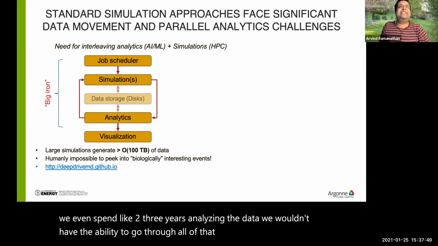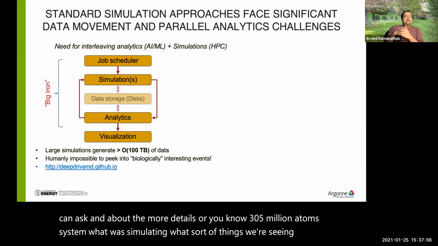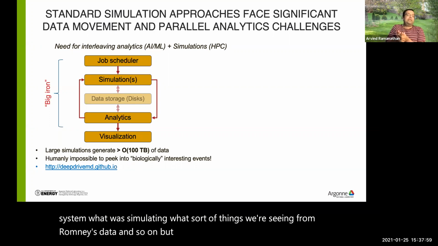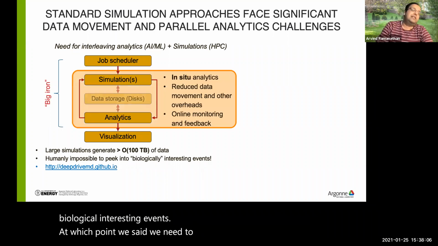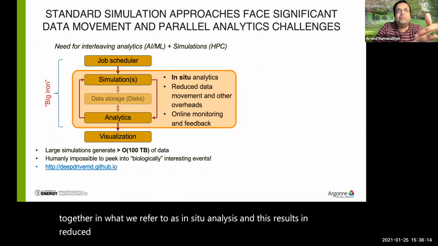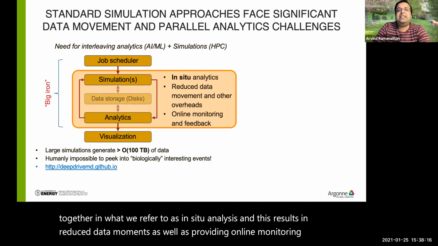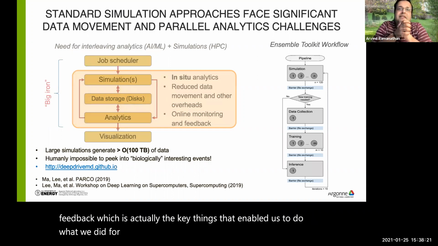You can ask Anda about the more details of the 305 million atom system, what was simulated, what sort of things we are seeing from Rami's data and so on. But the idea here is that it would just be humanly impossible to spend time looking at these biologically interesting events. At which point we said we need to really couple the simulations together in what we refer to as in situ analysis. And this results in reduced data movements, as well as providing online monitoring and feedback, which is actually the key thing that enabled us to do what we did for the NAMD paper, which was nominated and won the Gordon Bell Prize.